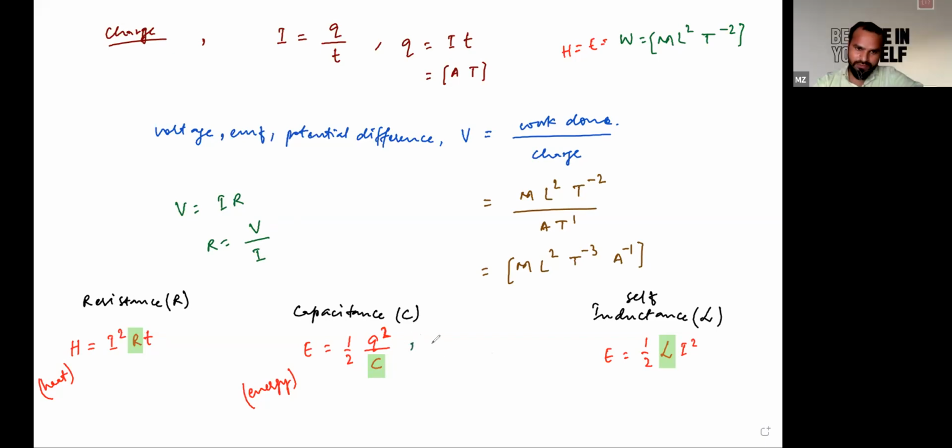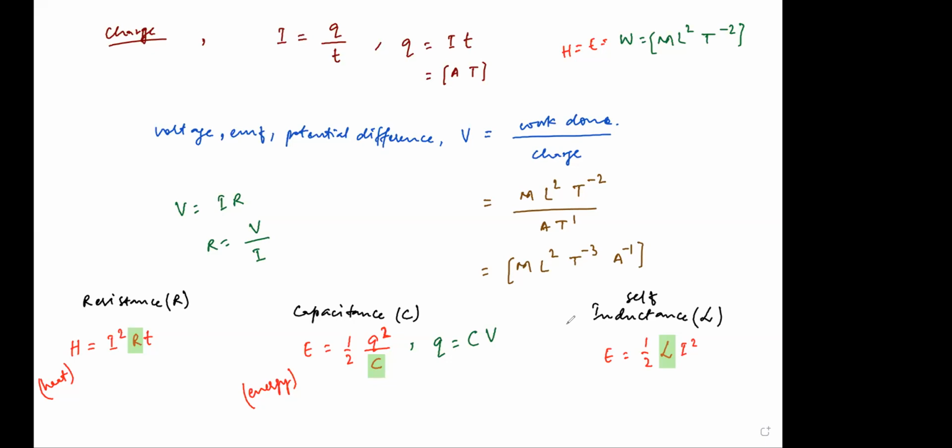So you can either solve this particular term as Q equals C times V. V is voltage here. So now I will send you resistance, okay? Just one minute.